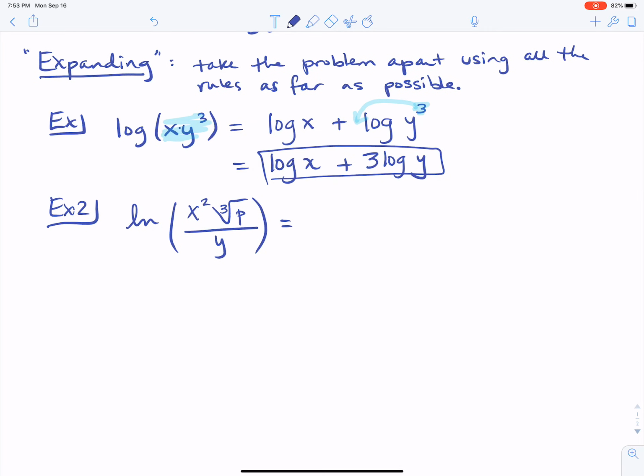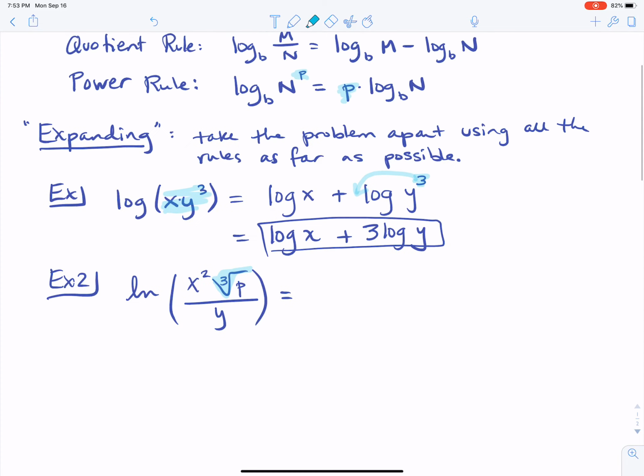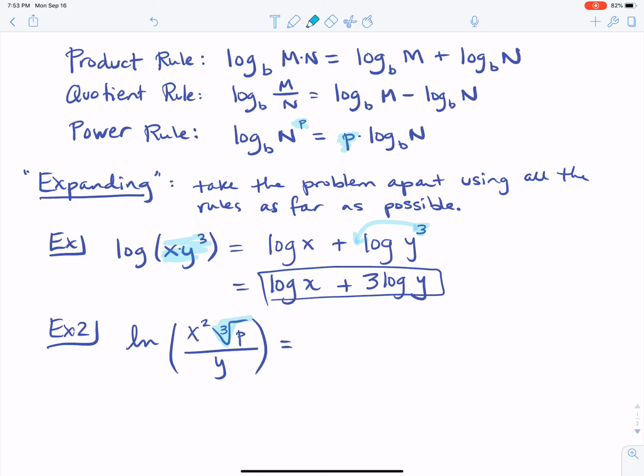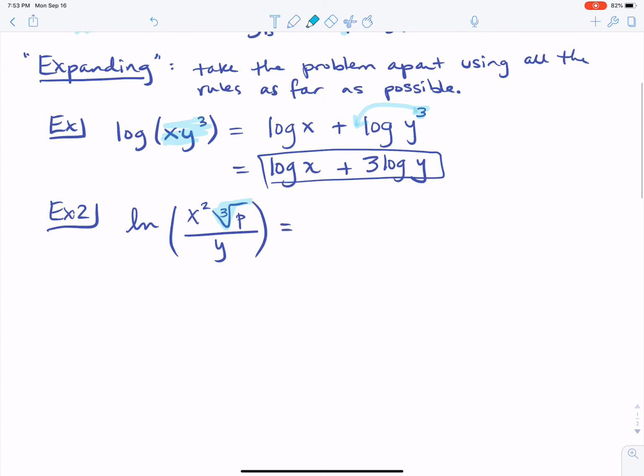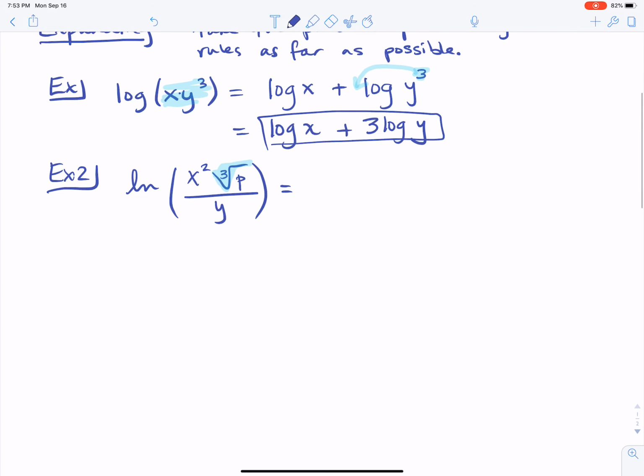All right, the very first thing I would do is I would take this lovely guy here and change it to a fraction exponent. And the reason I would do that is because we don't have a radical rule. We have a power rule. So I'm going to change this to a power so that I can use the rules that way. So ln x squared, a cube root is the same thing as a 1/3 exponent, and divided by y.